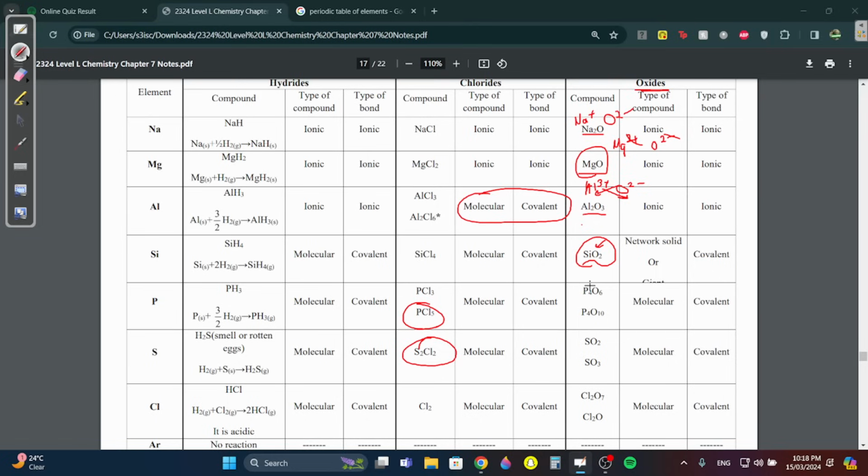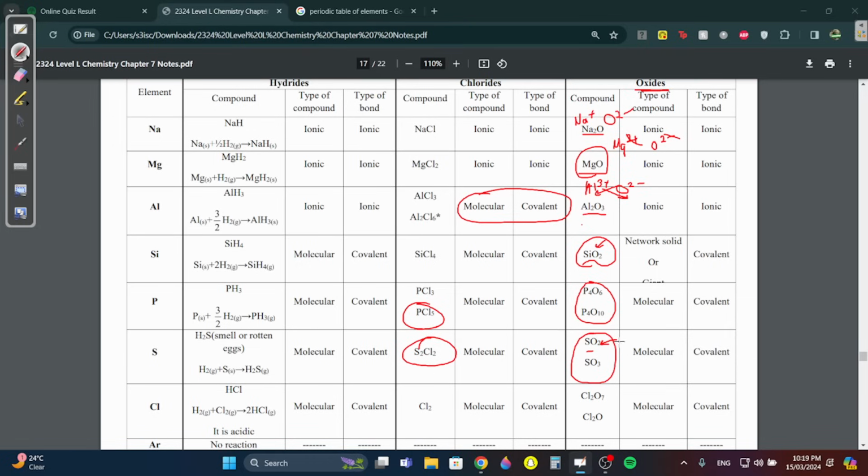P4O6 and P4O10, this is definitely an exception. You have to memorize this. Phosphorus with oxygen gets you P4O10 or P4O6. Then for sulfur, this is also an exception. You have to memorize sulfur plus oxygen gets you SO2.